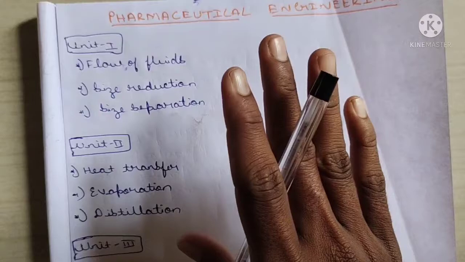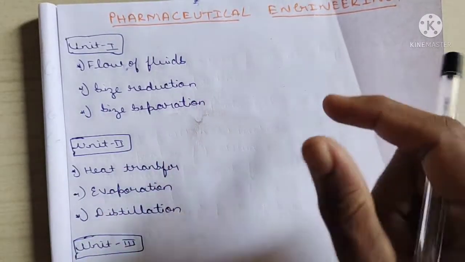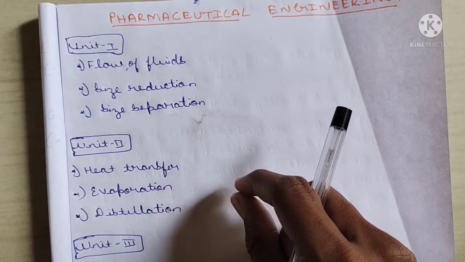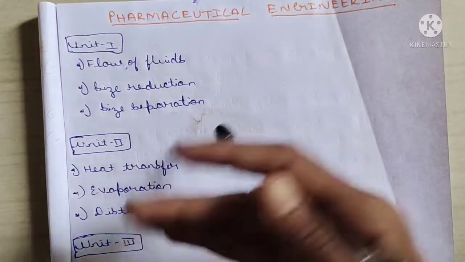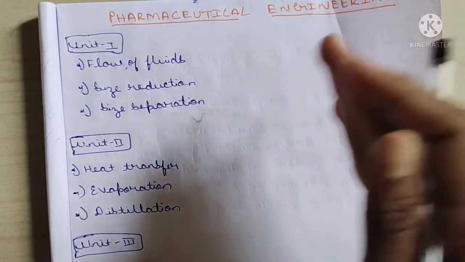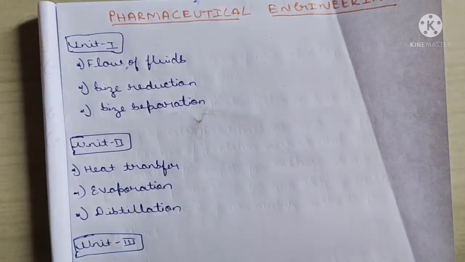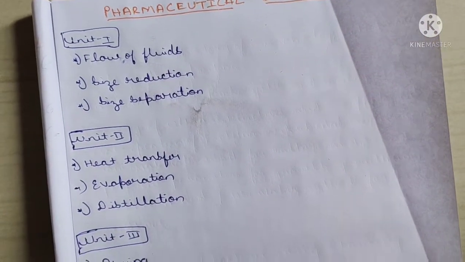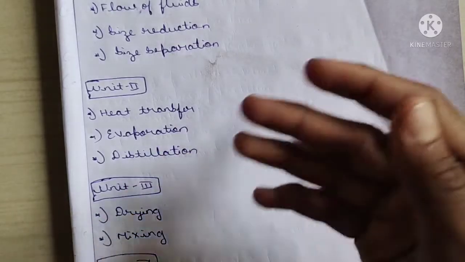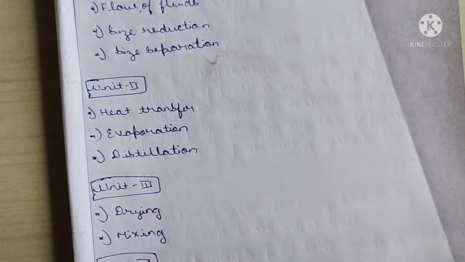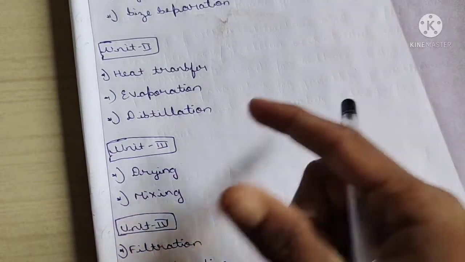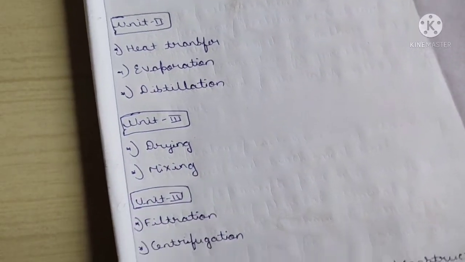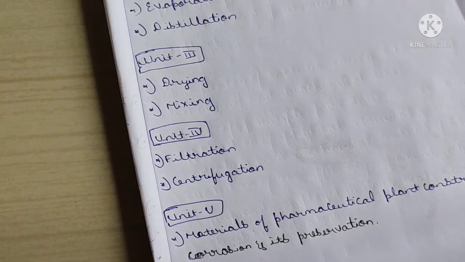In unit 1 we will study the flow of fluids, size reduction, size separation. If the size of the drug is greater, then we cannot supply that. Then how to reduce that size, we will study from pharmaceutical engineering. In unit 2 we will discuss heat transfer, evaporation, distillation process. In unit 3, drying and mixing of products, mixing is also very important. In unit 4, filtration and centrifugation.